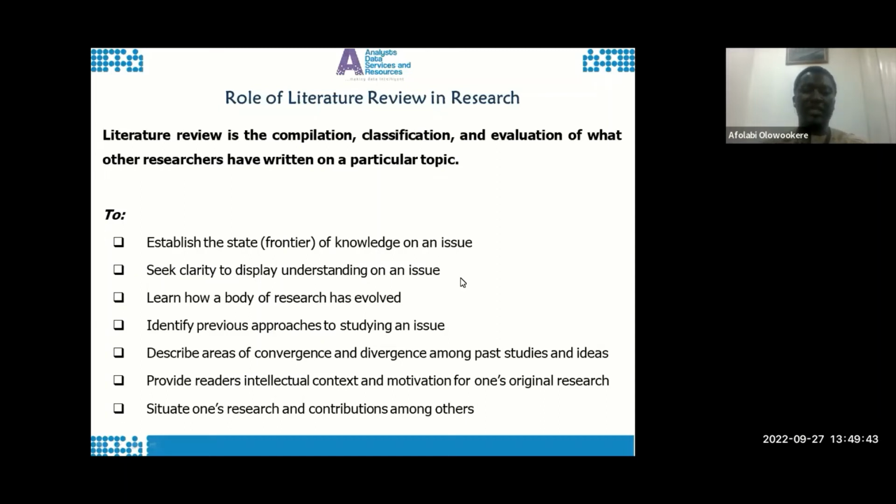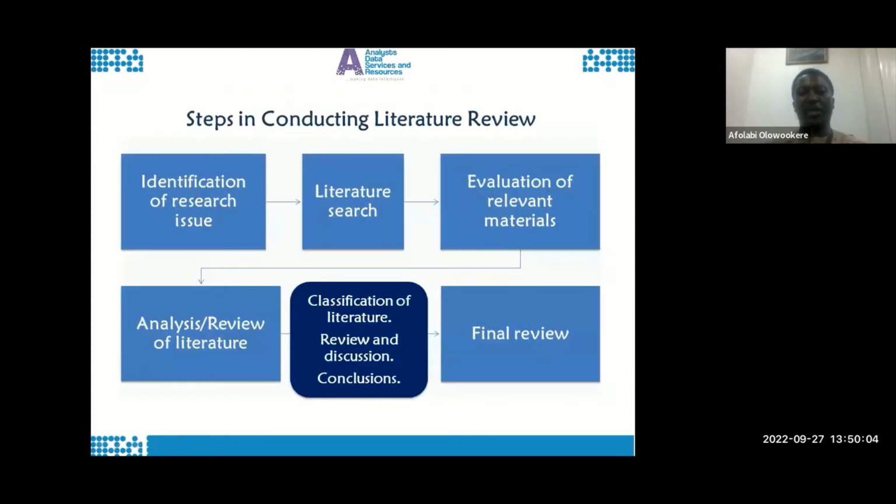You want to see whether there are areas of convergence and divergence in the literature, so that if you are speaking in a particular way and somebody comes and says, no, you are not looking at it very well, you won't start being defensive. You would have known what exists. You want to have intellectual context and motivation for what you are doing. Then you also want to situate your research and contribution among others.